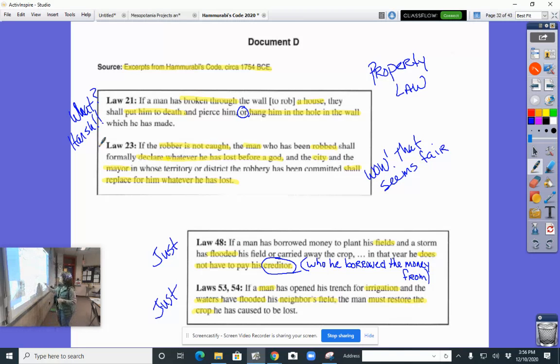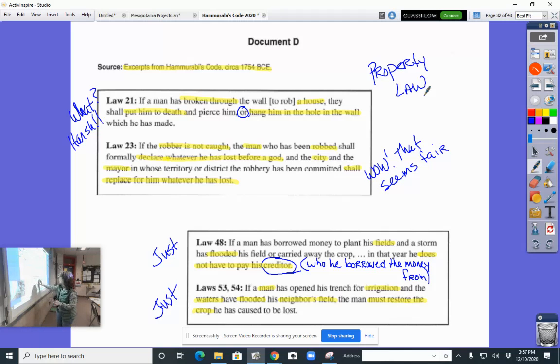Law 48 says that the fields are flooded. Now you'll notice that all of these have to do with property law, right? These all have to do with somebody's property. This one's talking about being robbed, and this one down here is talking about crops. Clearly farming was super important to the Babylonians.